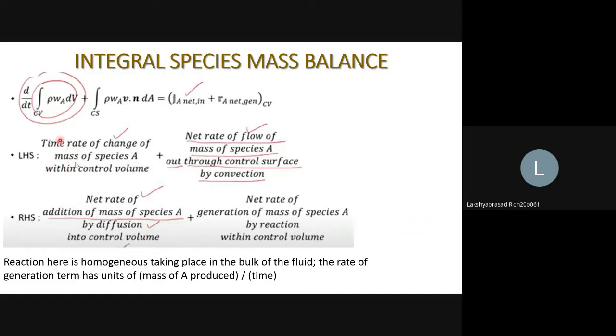Physical significance of each of these terms is clearly given over here. So J net in will be the net rate of addition of mass of species A by diffusion into the control volume, and RA net gen will be the net rate of generation of mass of species A by reaction within the control volume. The reaction that we are looking at over here will be a homogeneous reaction, taking place in the bulk of the fluid, and its units will be mass of A produced per unit time. Okay, let's move on.